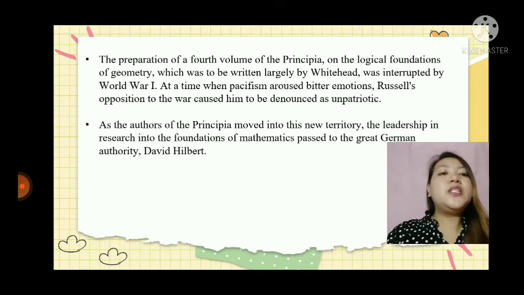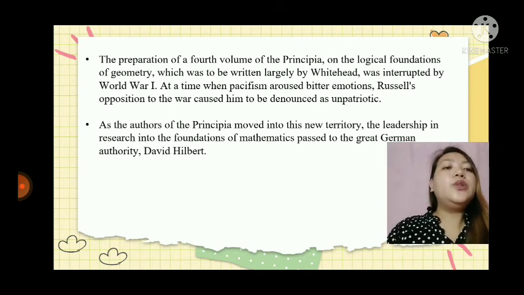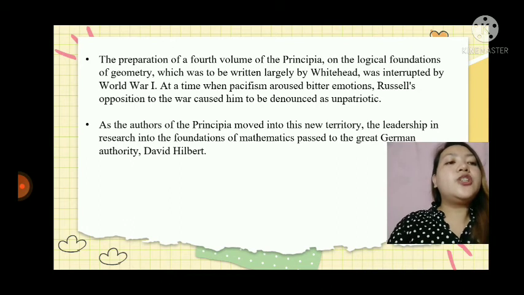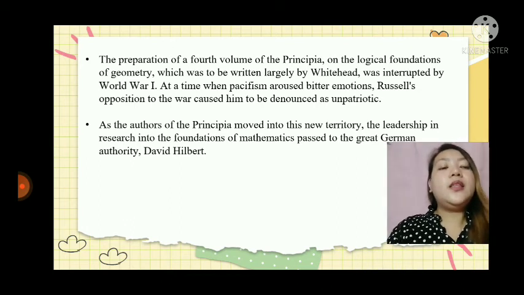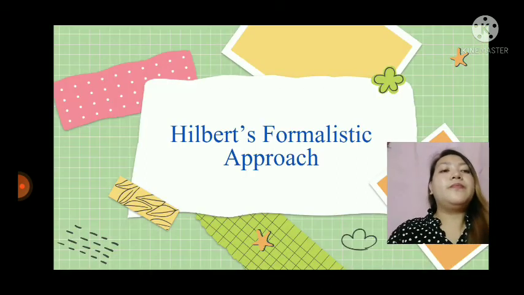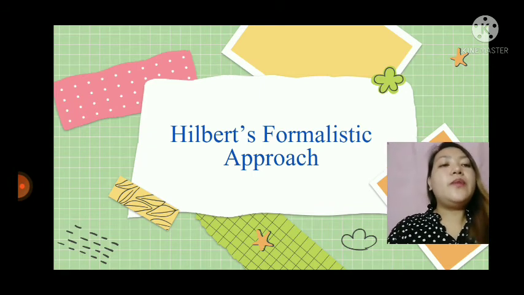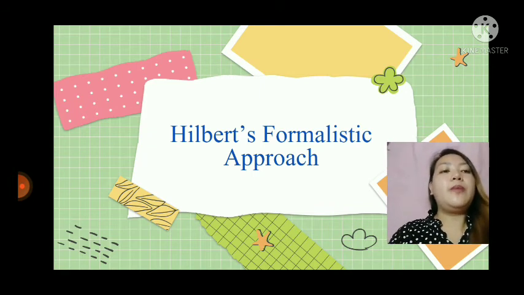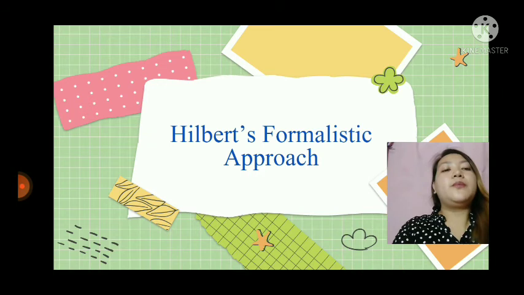As the author of Principia moved on to this new territory, the leadership in research into the foundations of mathematics passed to the German authority David Hilbert. Next, we have Hilbert's formalistic approach.